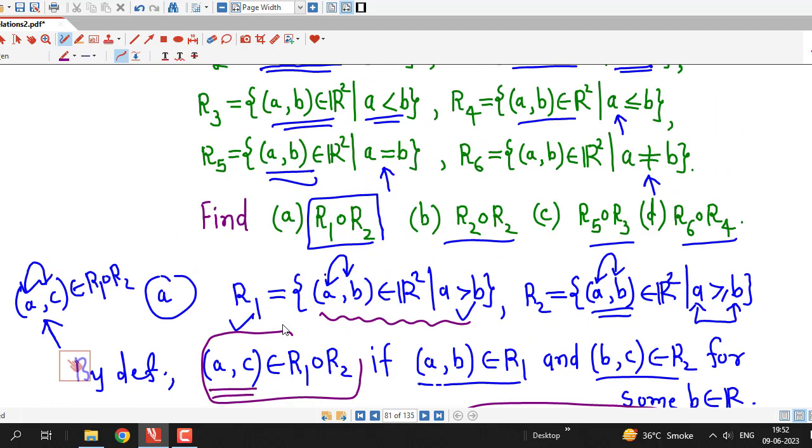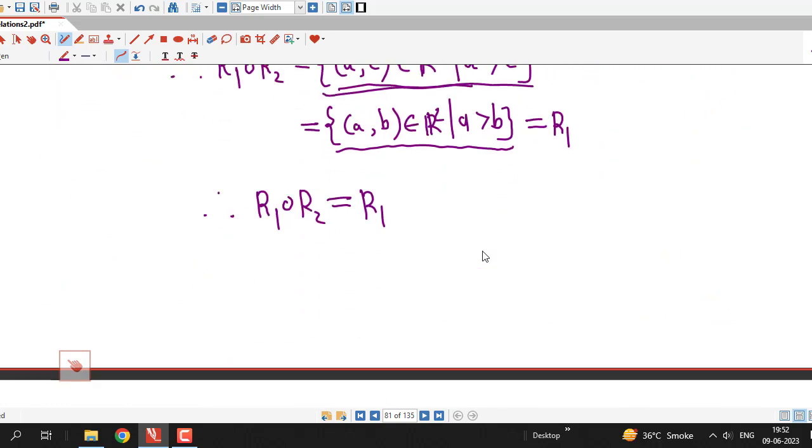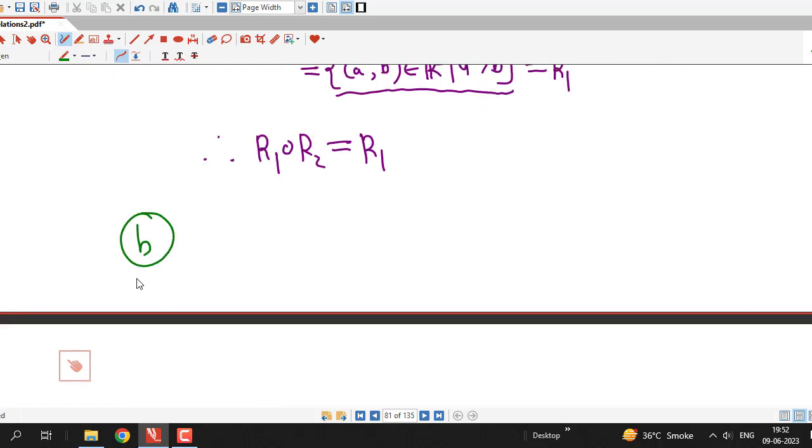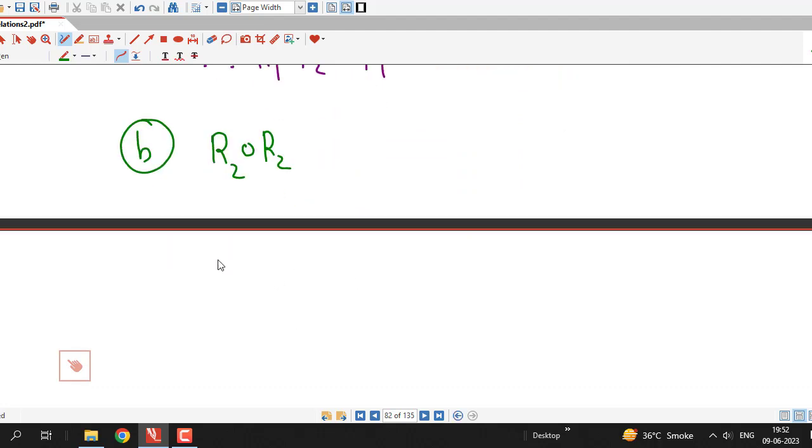So this is the first part. Now we go to the second part. We are simply using the definition of composition of relation. The second relation is R2 composite R2, the composition of R2 with itself. And we have written what is R2.